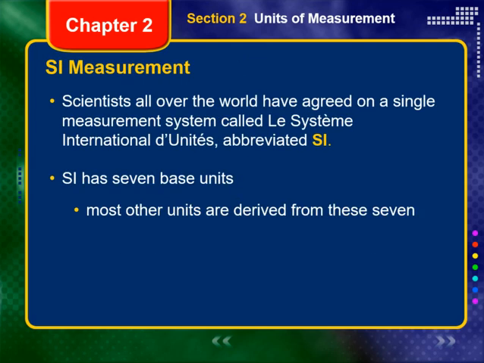Scientists all over the world have agreed on a single measurement system, called the International System of Units, abbreviated as SI. This system was adopted in 1960 by the General Conference on Weights and Measures. SI has 7 base units, and most other units are derived from these 7. Some non-SI units are still commonly used by chemists and are also used in this course.